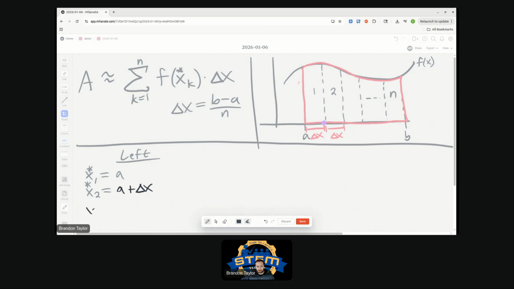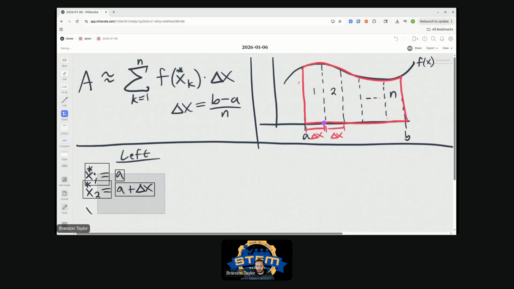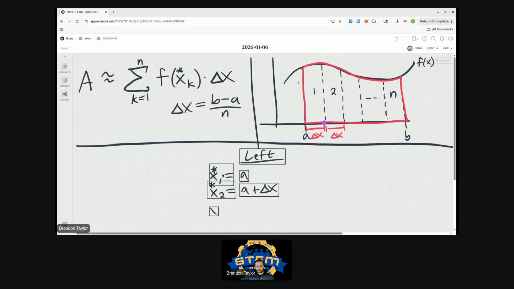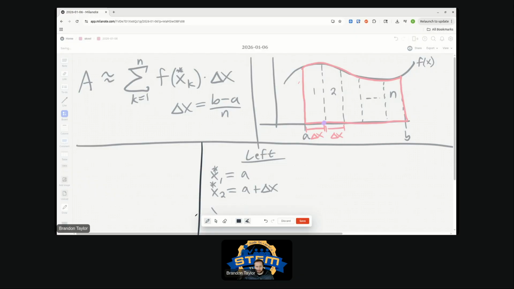And then we could keep going. Actually, hold on. Let's come back to this. So that's the logic for the left. Let's actually start at the right. I think it's easier to start at the right. So that's the kind of logic we're getting. We're going to use similar logic.